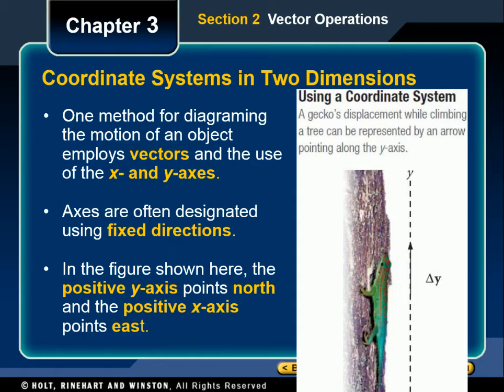In the chapter Motion in 1 dimension, the motion of a gecko climbing a tree was described as motion along the y-axis. The direction of the displacement of the gecko was denoted by a positive or negative sign. The displacement of the gecko can now be described by an arrow pointing along the y-axis, as is shown in Figure 2.1. A more versatile system for diagramming the motion of an object, however, employs vectors and the use of both the x and y axes simultaneously. The addition of another axis helps determine motion in 2 dimensions and simplifies analysis of motion in 1 dimension.